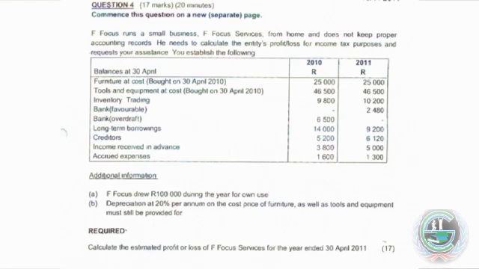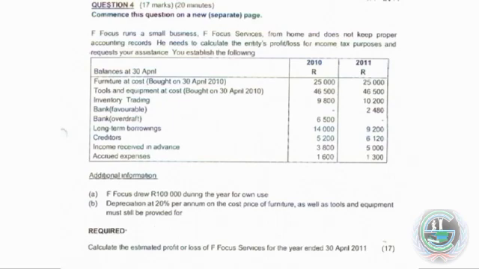Furniture at cost. Our furniture is an asset. Tools and equipment at cost. That too is an asset. Inventory trading. That is also an asset. Bank favorable. That is an asset. Bank overdraft. That is a liability. Long-term borrowings, that is a liability. Creditors, that is a liability. Income received in advance, that is a liability. And accrued expenses, that is also a liability.